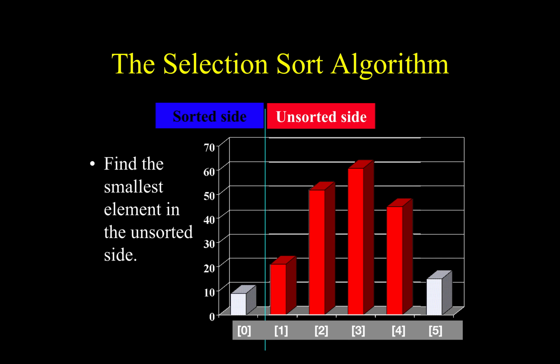So again we apply the same rule. In the unsorted side, we find the smallest element. The smallest element is in the index 5. Here it's an important point that we are considering only the unsorted side when looking for the smallest element.